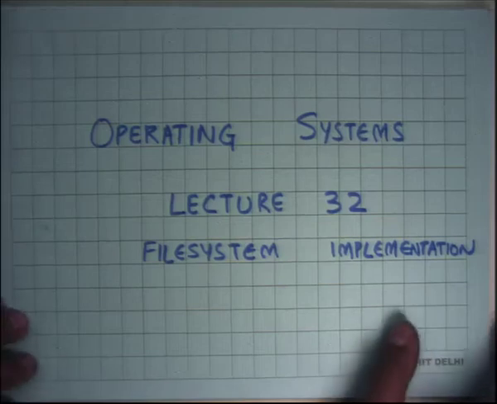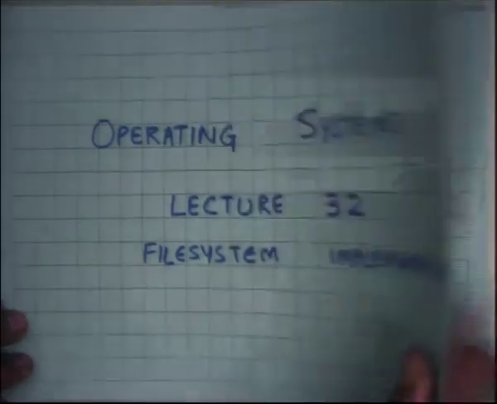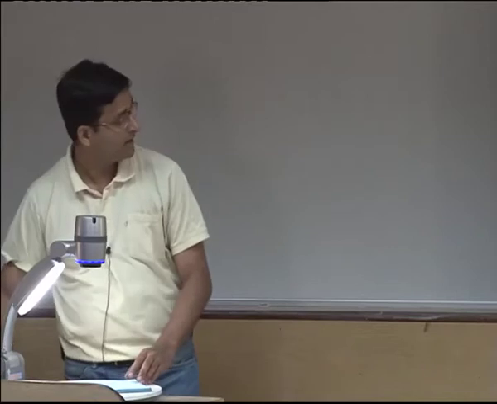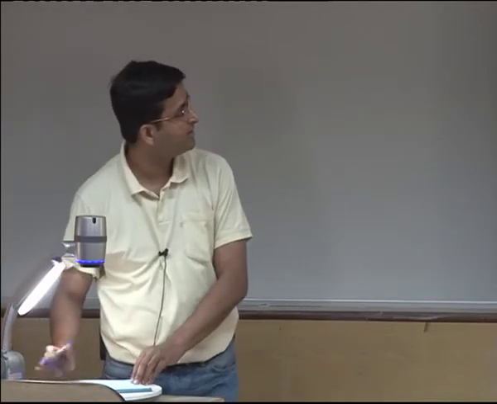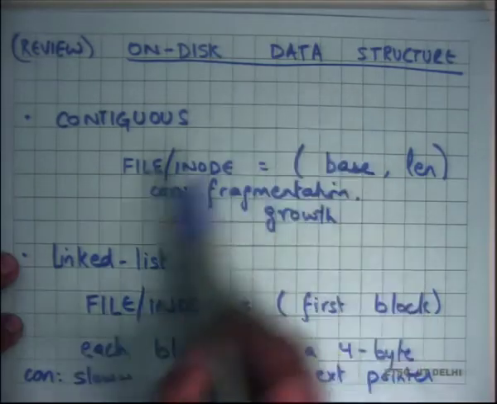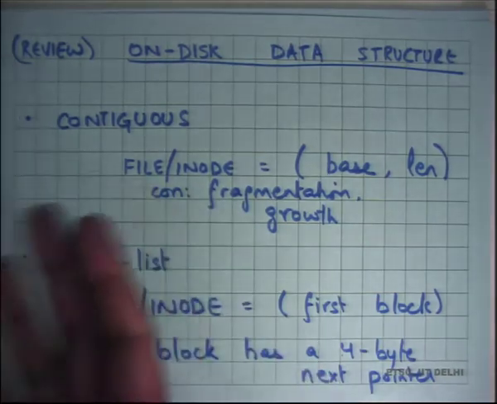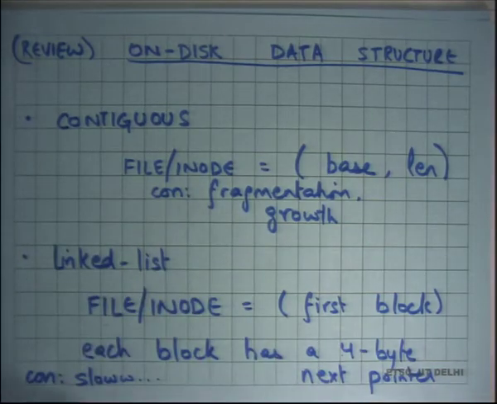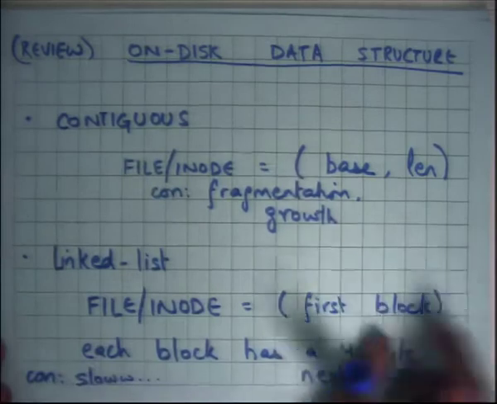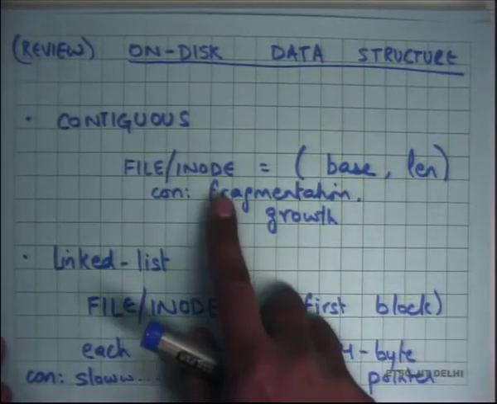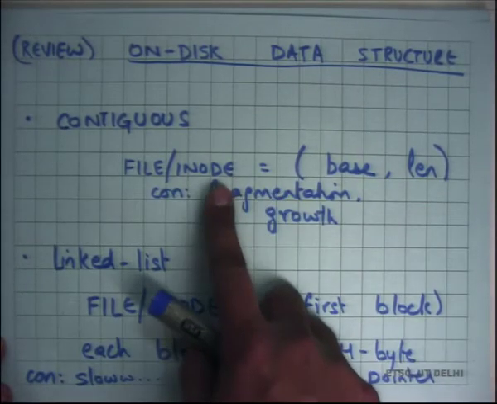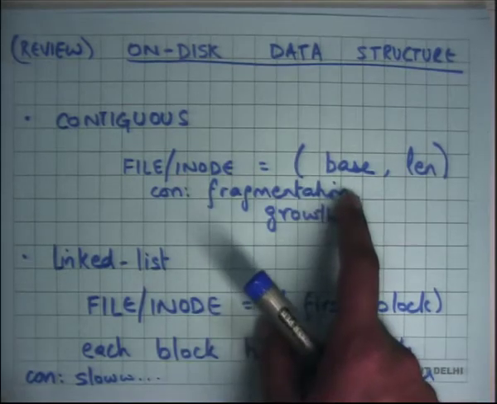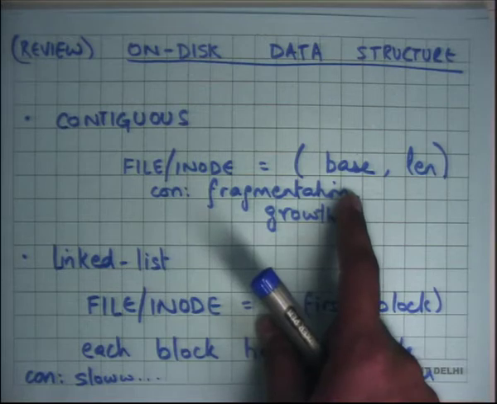Welcome to Operating Systems lecture 32, and we're talking about file system implementation. In the last lecture, we were looking at on-disk data structures, which is basically what the file system is: an on-disk data structure. We looked at two options. One was contiguous allocation, where a file or an inode stores a base and a length, and that's where your file resides.